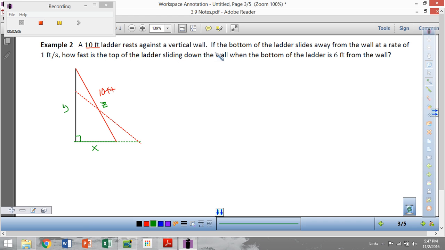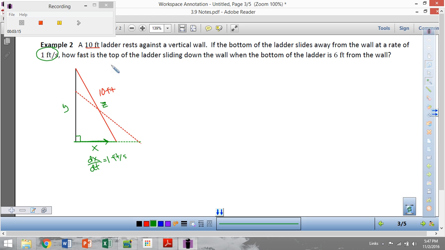What do I know? The ladder is sliding away from the wall at a rate of 1 foot per second. So if the ladder is sliding away from the wall, that means that this rate, dx/dt, is going to equal 1 foot per second. This is the rate at which it's sliding out that way. So dx/dt, the rate that x is changing with respect to time, is 1.